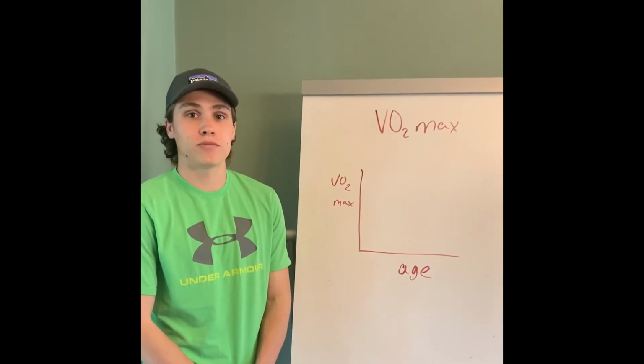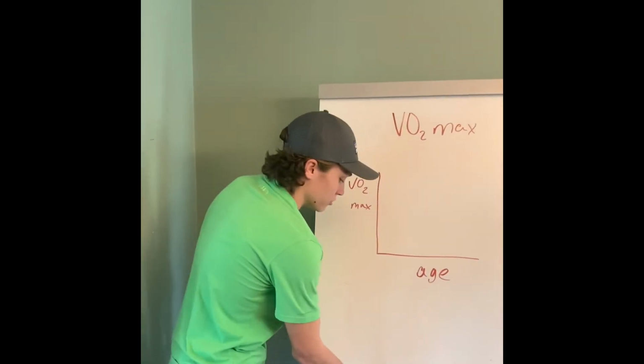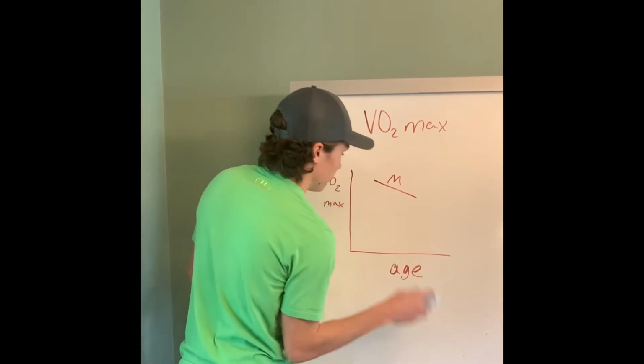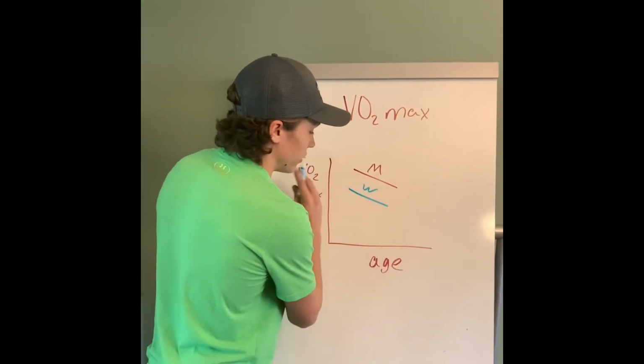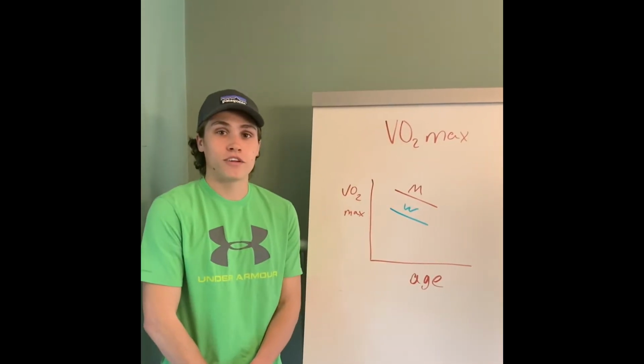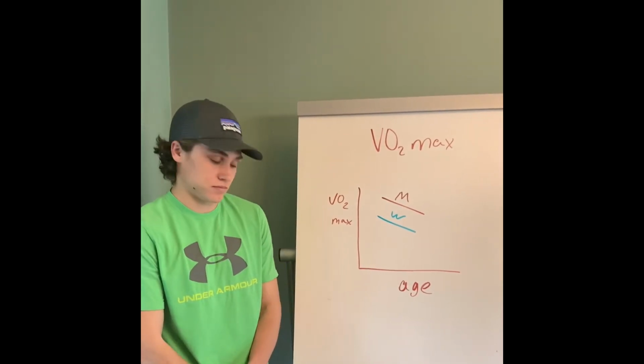For example, VO2 max will normally decline with age, and men typically have a higher VO2 max than women. So with this graph, this line represents men, and this line represents women. And as you can see, they're both declining with age, and men are typically a little bit higher than women. And finally, genetics will also play a role with how you are able to train a person for VO2 max.